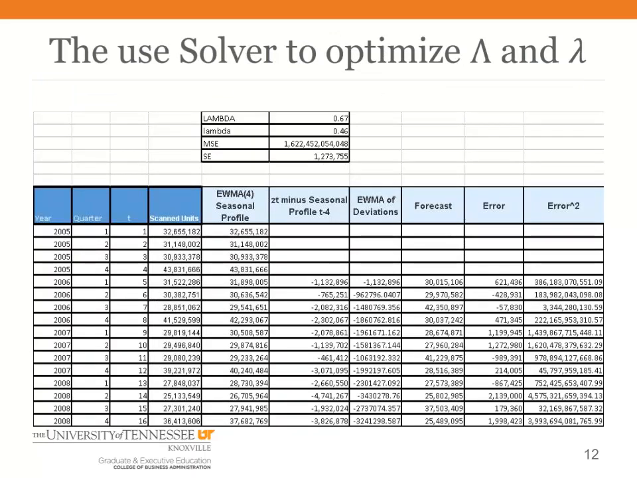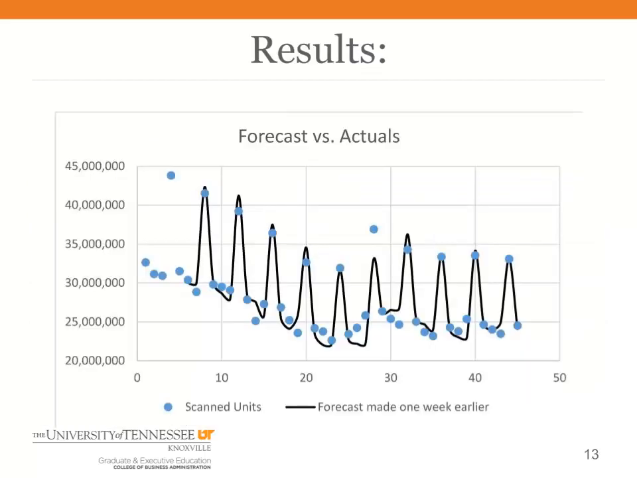To find the best values of capital lambda and lambda, I just use Solver to minimize the mean squared error or the standard error, either one. One's just the square root of the other. Here are the results, and there are some issues there that I'll show you later, but we've just plotted the actual versus the forecast. I didn't put upper and lower bounds on it because it just made the graph too messy.